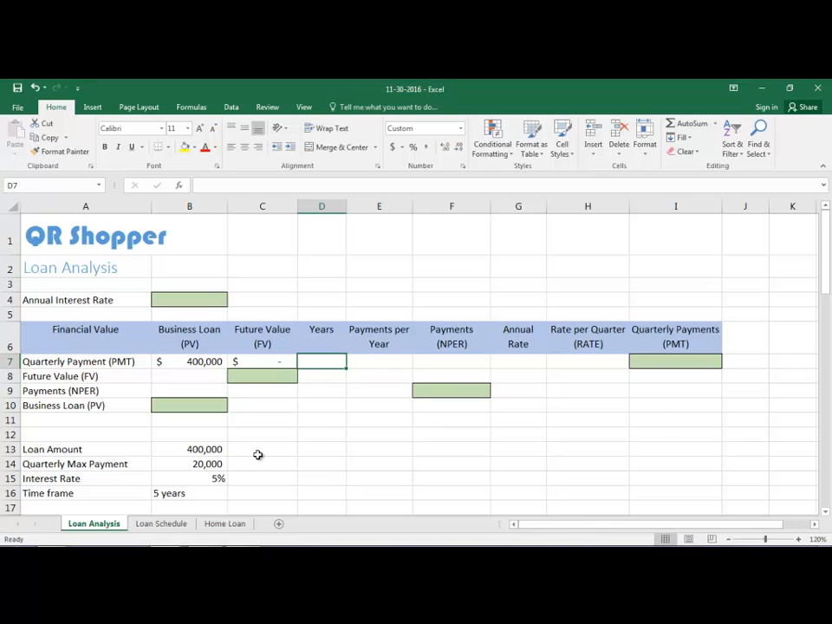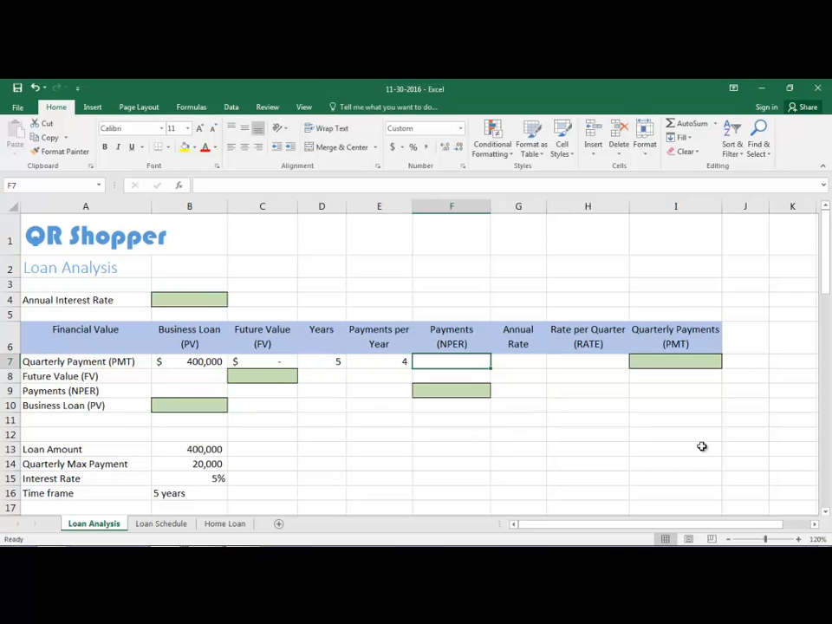The number of years, you can see that's right there on the loan. For 5 years we're going to be doing this. And this is a quarterly loan. You can see over here we have our quarter. This is a quarterly loan, which means a business loan a lot of times are paid quarterly. So there's 4 quarters in a year. We put in the number of payments per year, which would be 4.